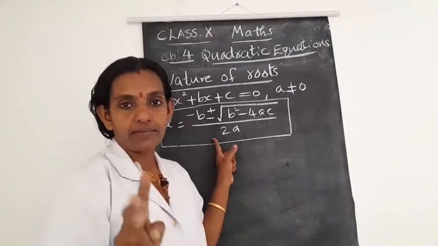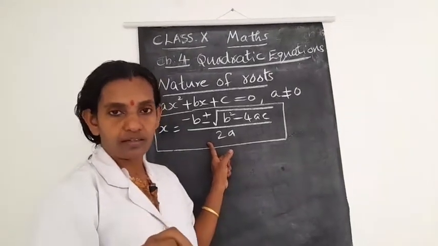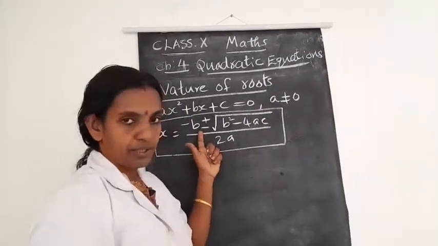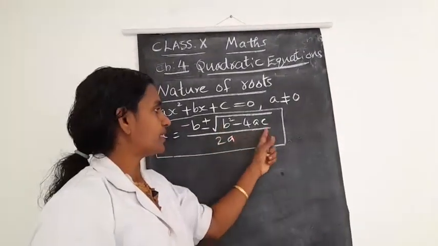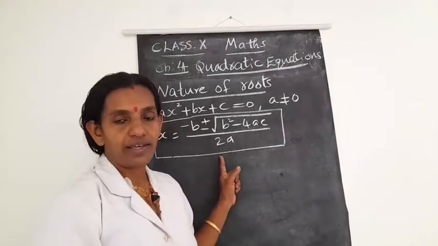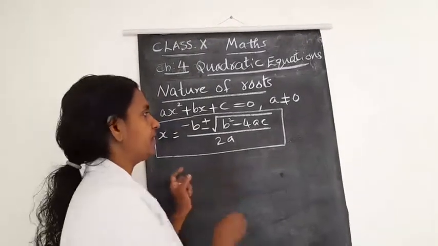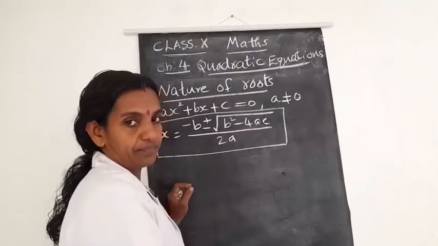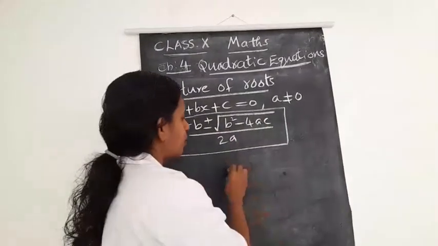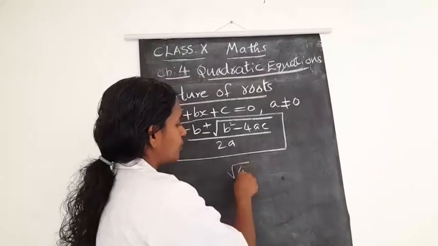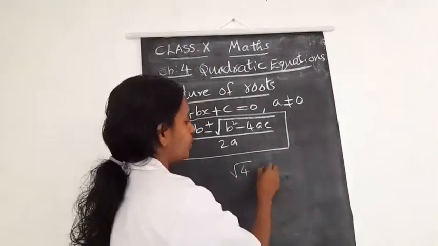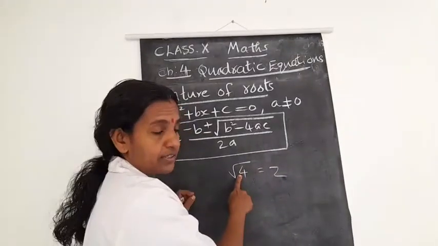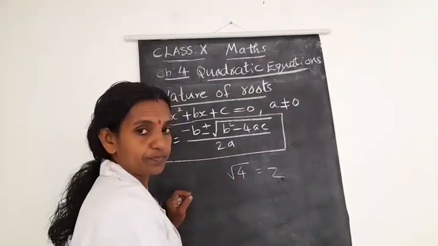At most, there are 2 solutions or 2 roots. For that you apply the formula x = (−b ± √(b² − 4ac)) / 2a. Here you can see the square root of b² − 4ac. You have studied the square root of a number. Suppose you get the square root of 4, that is equal to 2. 4 is a perfect square, so we can say it is 2.